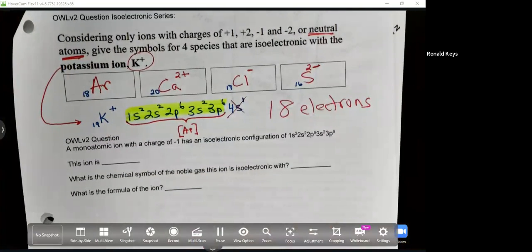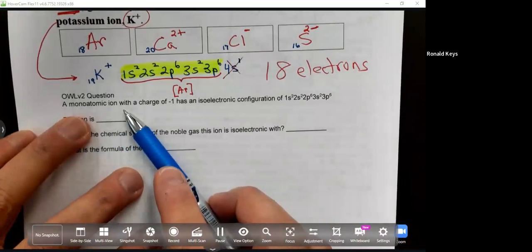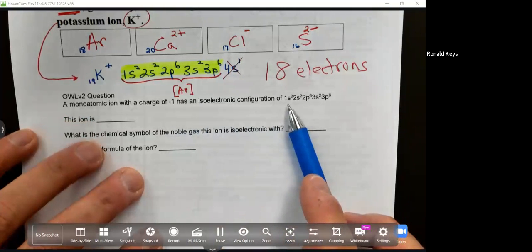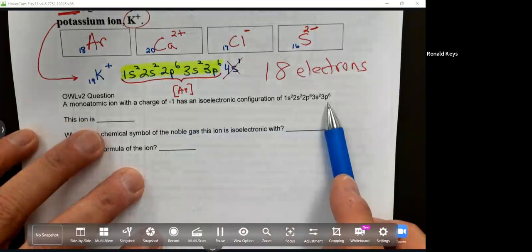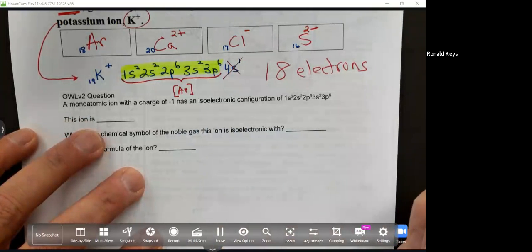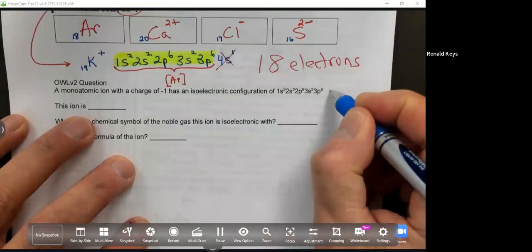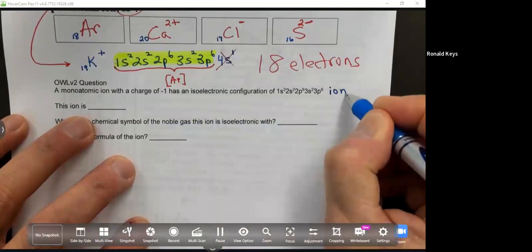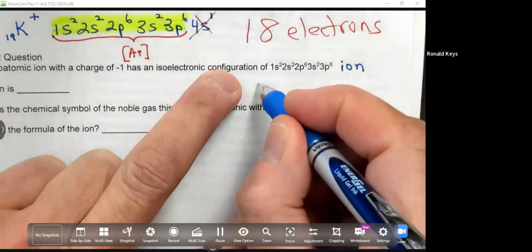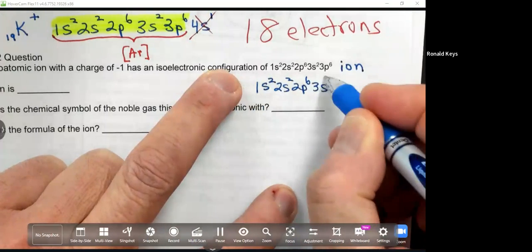Okay, the last question. Looks like this. You have a monoatomic ion, that's a single ion here, with a charge of -1. Its isoelectronic configuration is 1s2, 2s2, 2p6, 3s2, 3p6. What is the ion? So this right here is the ion. What is the atom? If that's the ion with a negative charge, then the atom is going to be 1s2, 2s2, 2p6, 3s2.